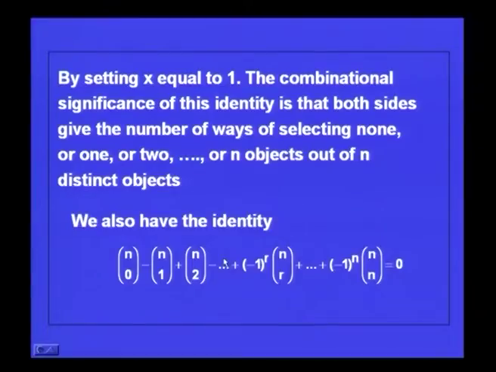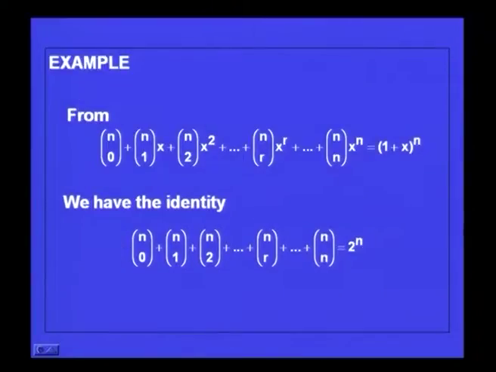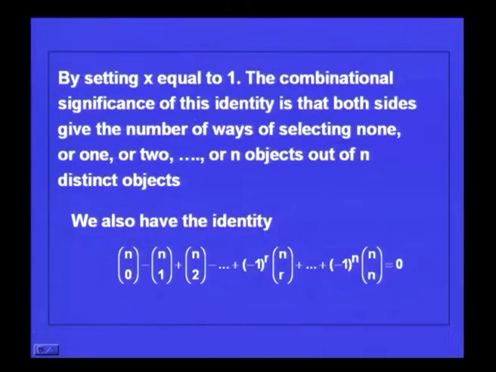Setting x is equal to minus 1, you will get this. If you set x is equal to minus 1 in the previous one, this will become 0 and alternate terms will become negative. This will be negative, this will be positive, this will be negative and so on. So, you will get nC0 minus nC1 plus nC2 minus ... plus (minus 1) power r nCr ... plus (minus 1) power n nCn is equal to 0. Right hand side will become 0.